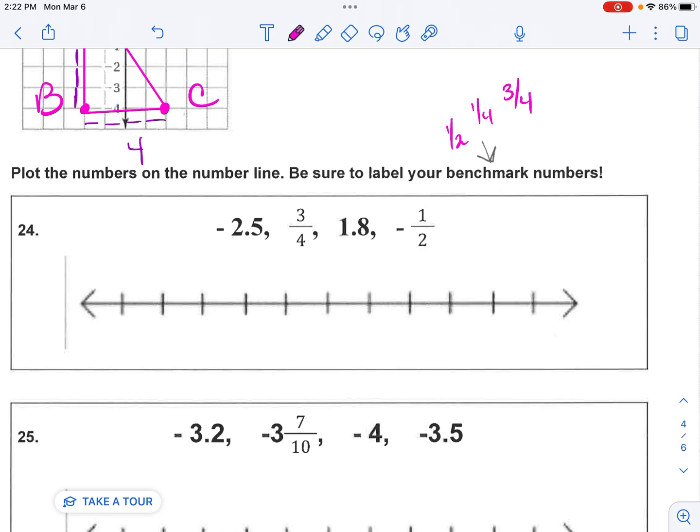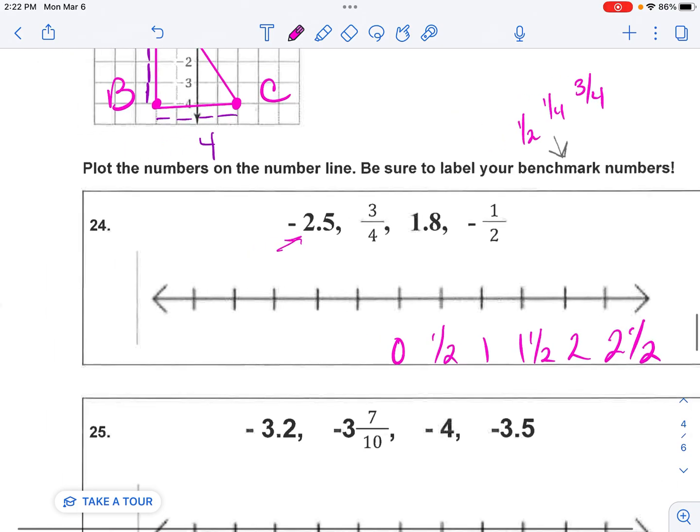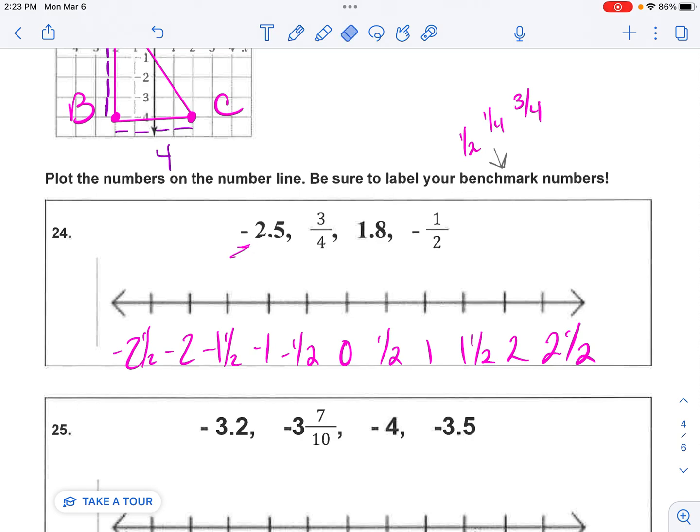Most of these are halves, and I need to go from negative 2.5 to positive 2.5. Looking at my numbers, negative 2.5 would be furthest to the left. So I'm going to go ahead and go by halves here. So 1/2, 1 whole, 1.5, 2 wholes, 2.5. Make sure we are labeling the entire number line. Then we can plot our points.